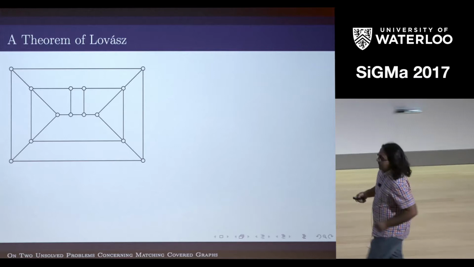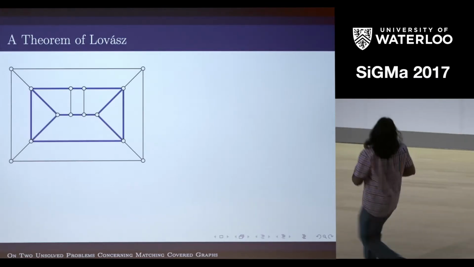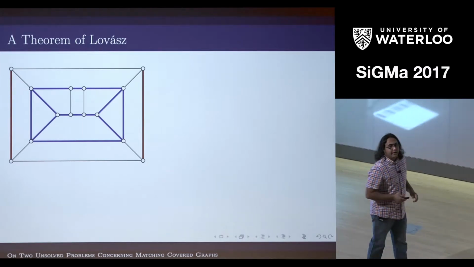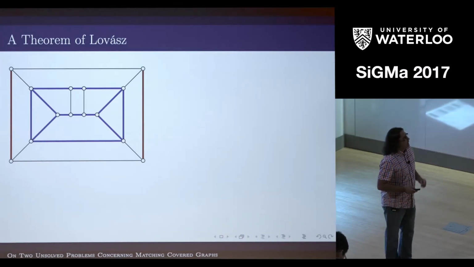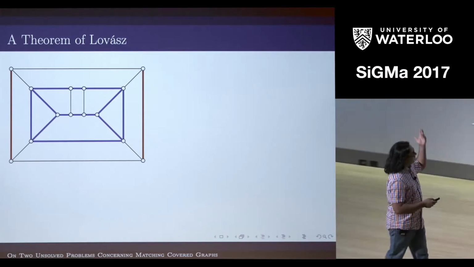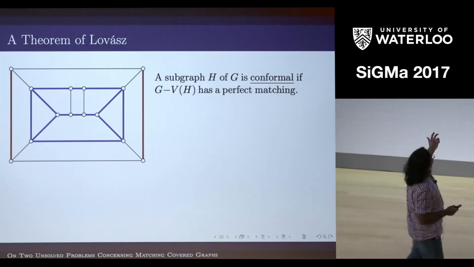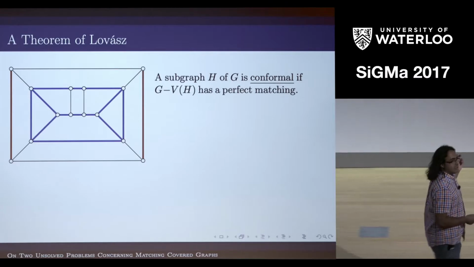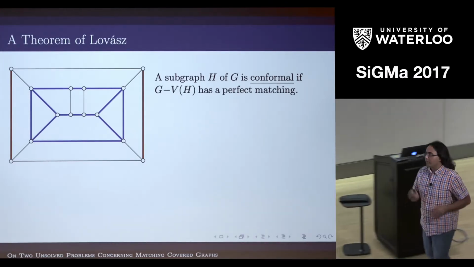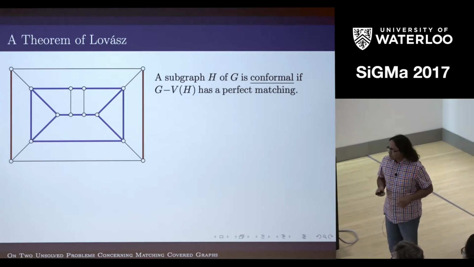So let me start with this example. In this graph G, you see a blue colored subgraph H with the property that when you delete the vertices of that subgraph, you're left with 4 vertices that has a perfect matching. That remaining graph is a perfect matching. We're going to call such a subgraph conformal. If you delete the vertices of the subgraph, the residue has a perfect matching.